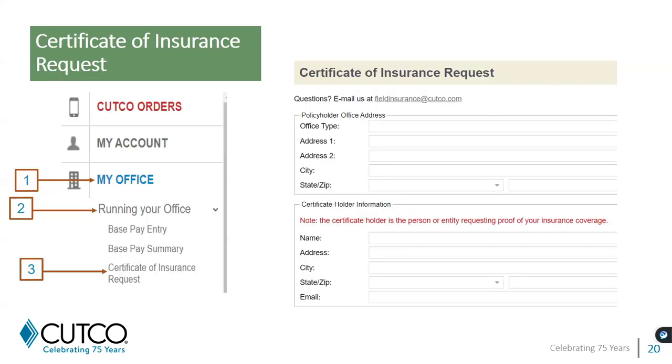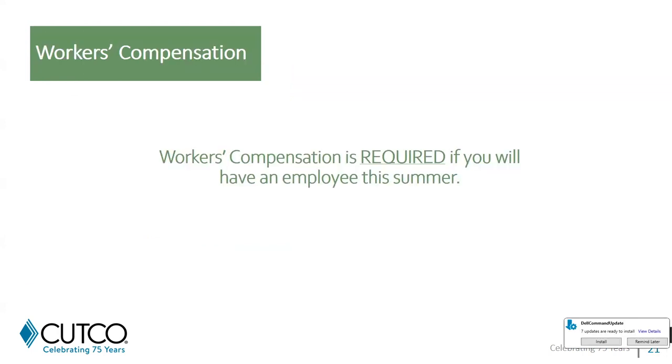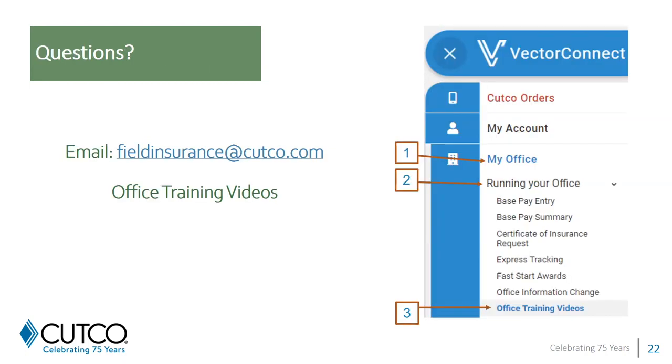If you opted into the company insurance program and need its certificate of insurance, you can request it on Vector Connect by going to My Office, running your office certificate of insurance request. Workers' compensation is required if you'll have an employee this summer. An example of an employee would be an SMRA, paid caller, or receptionist. If you have any questions on this section, email fieldinsurance@cutco.com or watch any of the office training videos available on Vector Connect.